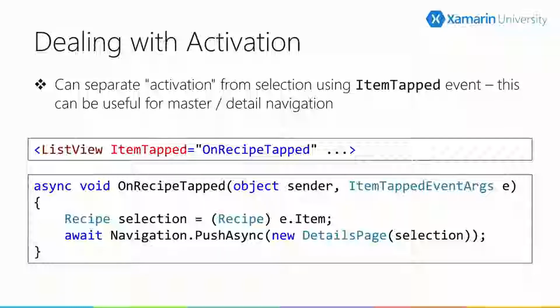The other minor difference between the two is that item tapped will be raised continuously. Even if you select the same item again, you would get another item tapped event for that item, but you will not get a new item selected event.